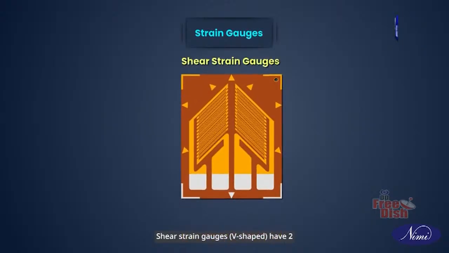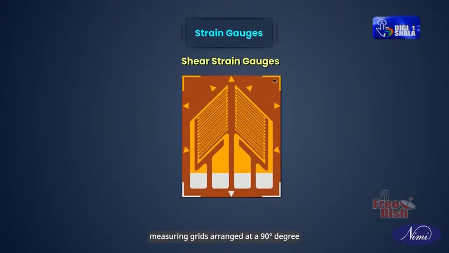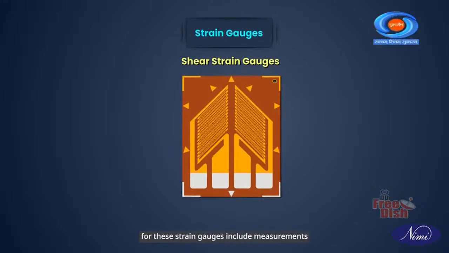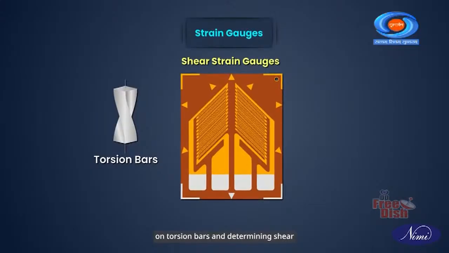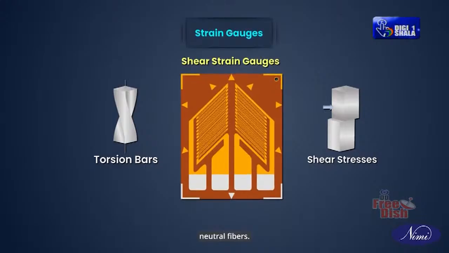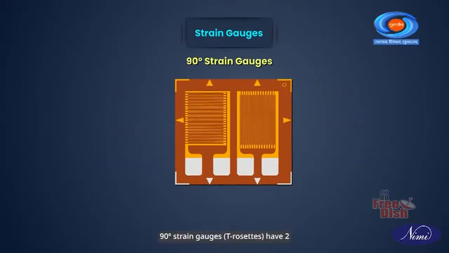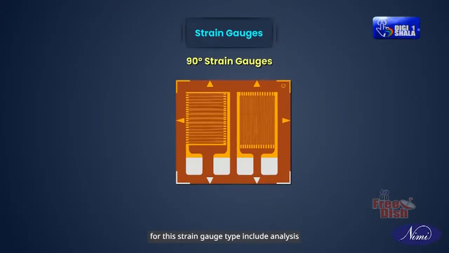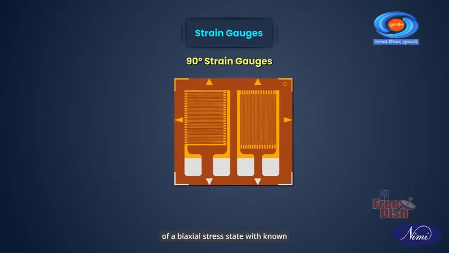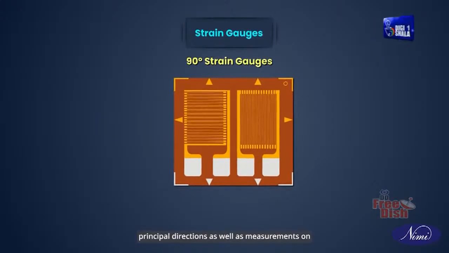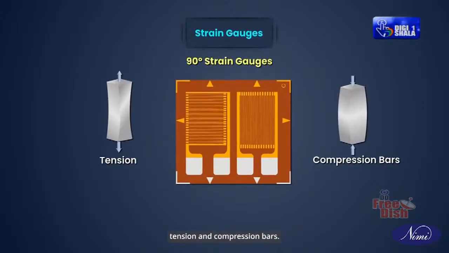Shear strain gauges have two measuring grids arranged at a 90-degree offset from each other. Typical applications for these strain gauges include measurements on torsion bars and determining shear stresses as they occur in shear beams like neutral fibers. 90-degree strain gauges have two measuring grids arranged at a 90-degree offset from each other. Typical applications for this strain gauge type include analysis of a biaxial stress state with known principal directions as well as measurements on tension and compression bars.